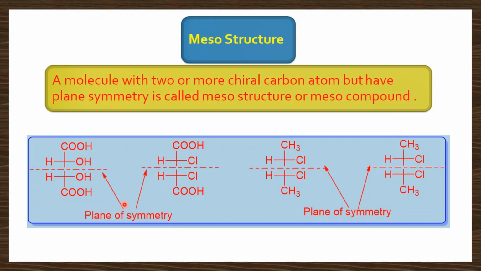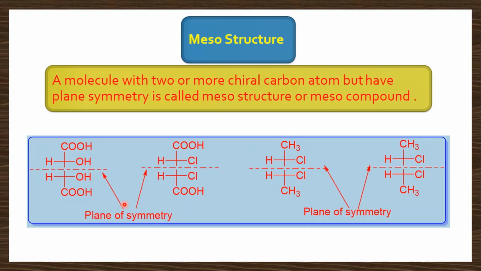And you know that in the last lecture we learned the elements of symmetry: plane of symmetry, center of symmetry, and alternating axis of symmetry. So a molecule which has any one of these three symmetries will be optically inactive.